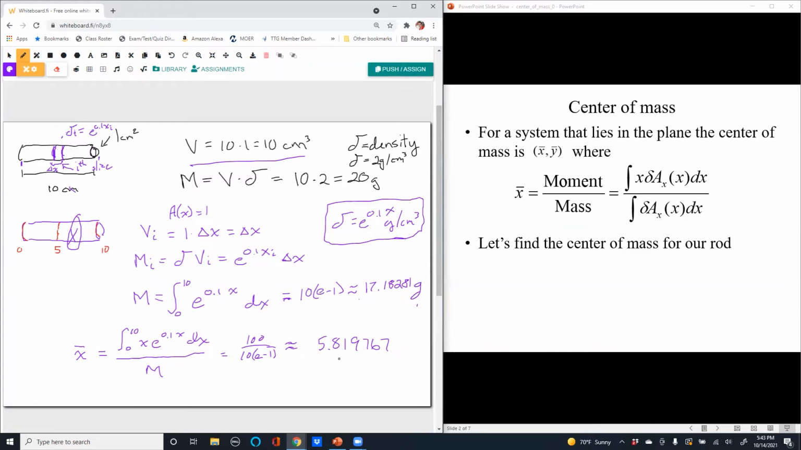Now, here's a question for you guys. This 5.819767, what are the units on this number?